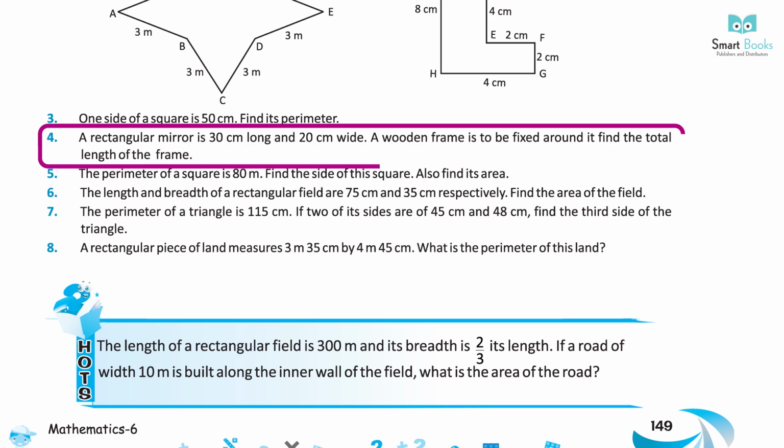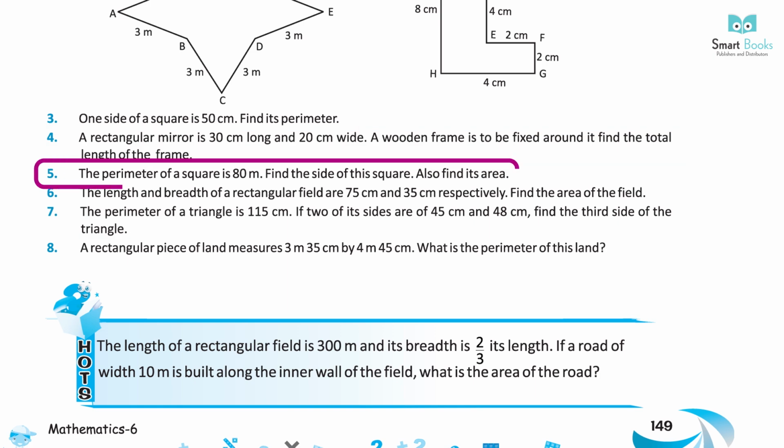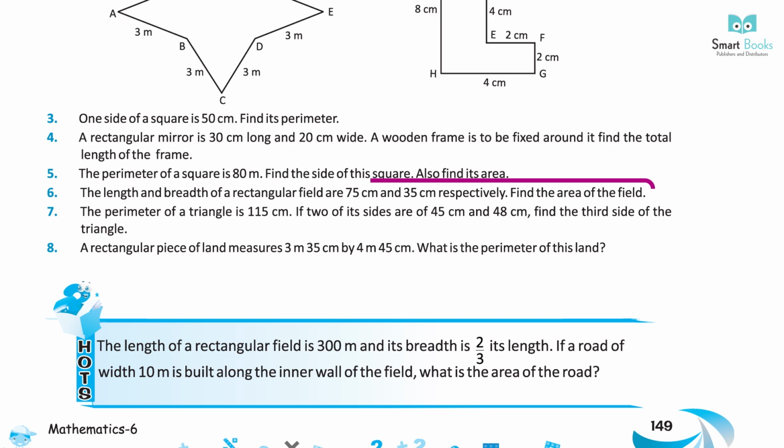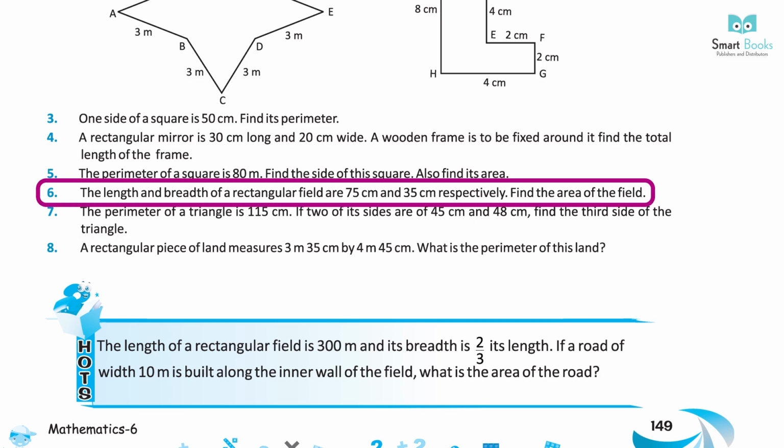Question 4. A rectangular mirror is 30 cm long and 20 cm wide. A wooden frame is to be fixed around it. Find the total length of the frame. Solution: 100 cm. Question 5. The perimeter of a square is 80 meter. Find the side of the square. Also find its area. Solution: 320 meter.